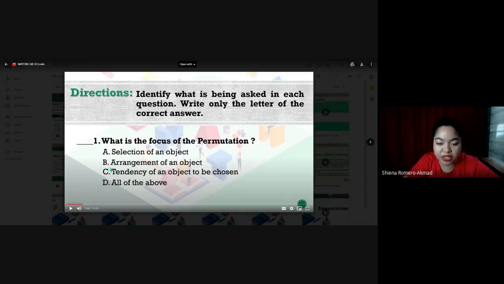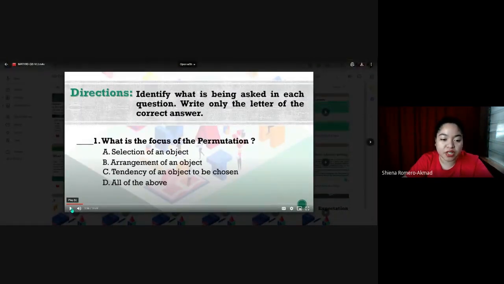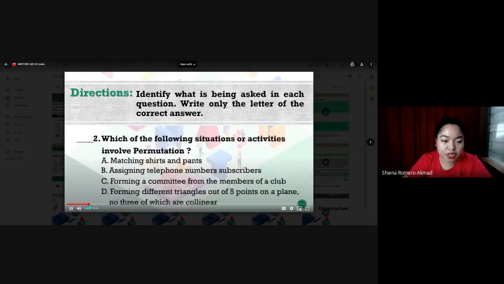The answer is arrangement. So that's letter B. When you see arrangement, you are going to arrange the items or the objects, and that process is what we call permutation. So later on, we'll have examples of this. Let us proceed to number two.